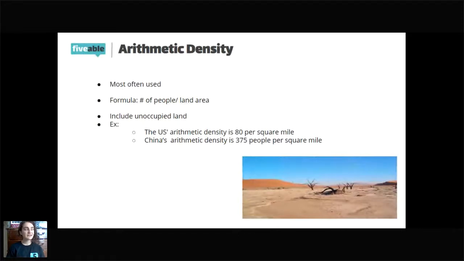Two concepts that I think get confused are population density and population diffusion, right? Population density is how many people are living in a place, whereas population diffusion is how far apart those people are living in a region. So they're not the same thing. Each one tells us different information.